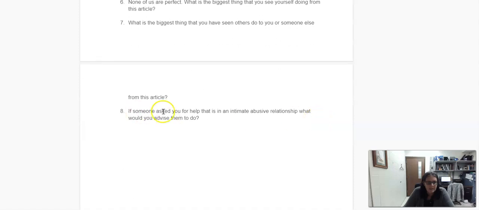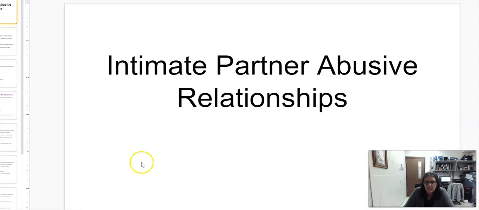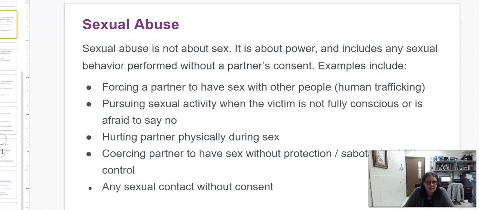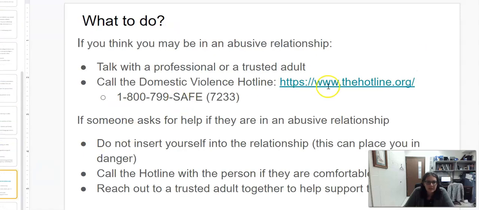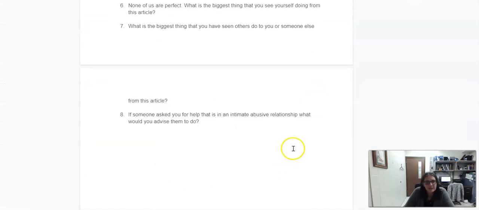Okay? And then number 8, if someone asks you for help that is in an intimate abusive relationship, what would you advise them to do? You can look back at what we talked about, towards the bottom, but you can also have some other ideas as well. Okay? And then that's your assignment, and then you can submit it finally.